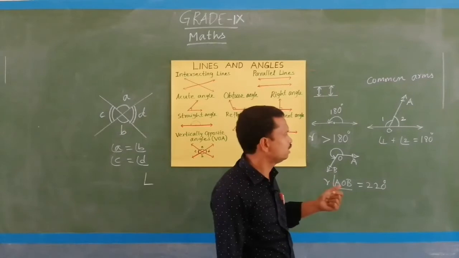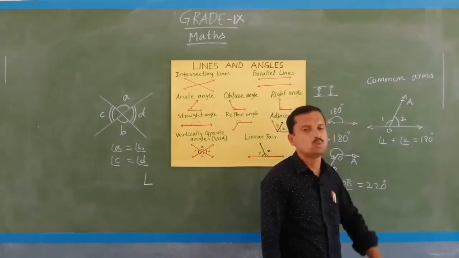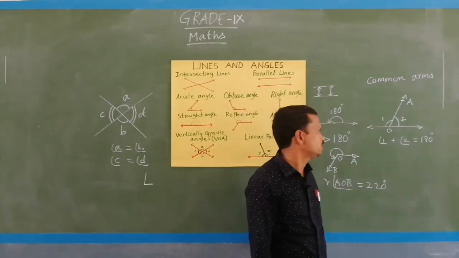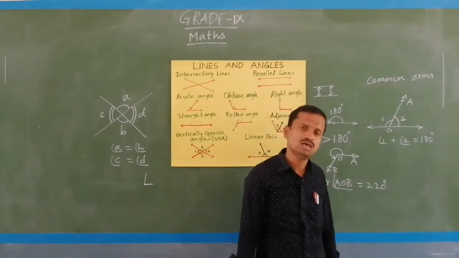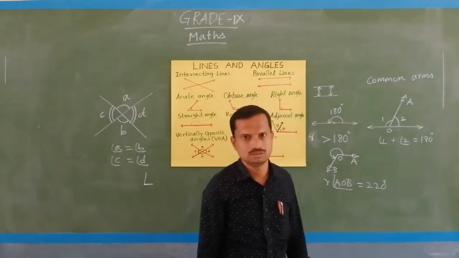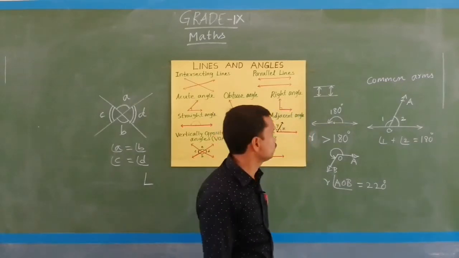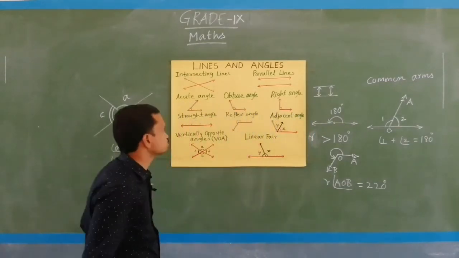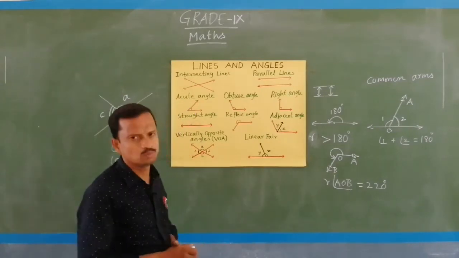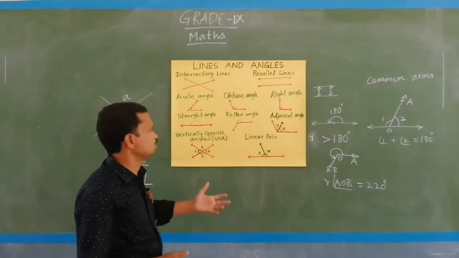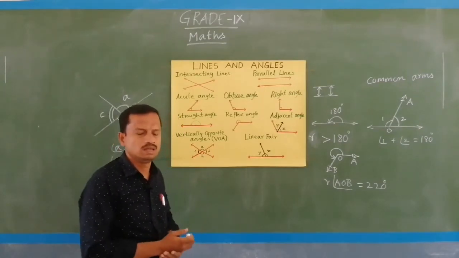But if you add, you get 180 degrees, then we can say the adjacent angles whose sum is 180 degrees are called a linear pair of angles. Linear pair of angles. So these are the main points you have to remember before getting into the exercise sums.